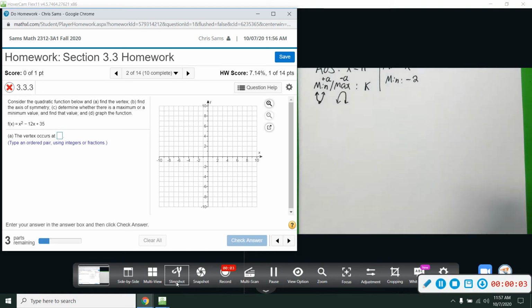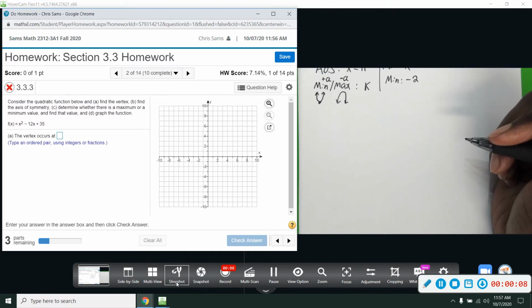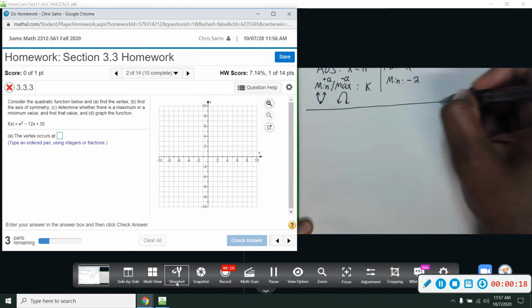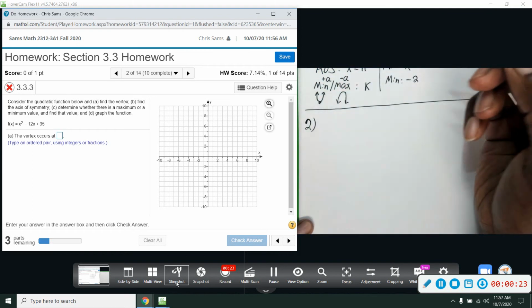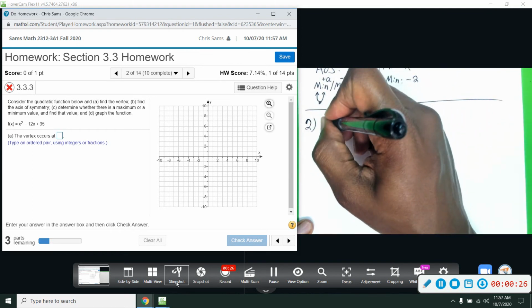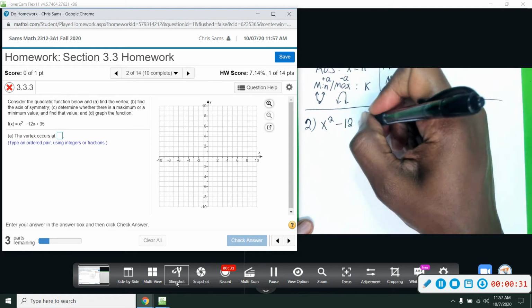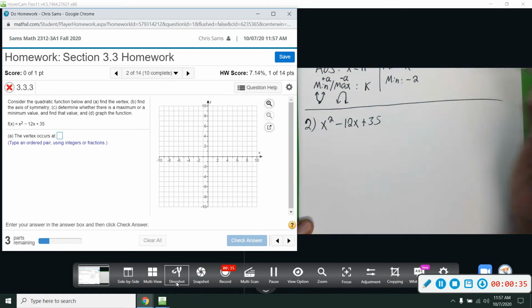All right, number 2, we are given a function that is not in vertex form, and we want to convert it first to vertex form, and then we can solve and answer those other questions. So what I'm going to do first is write down this equation without the f of x because we need to set it equal to 0. So that is x squared minus 12x plus 35, all right, equals 0.